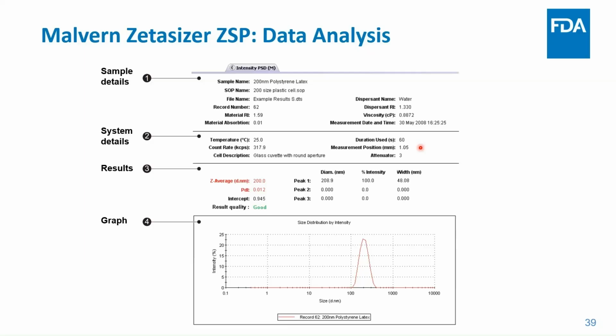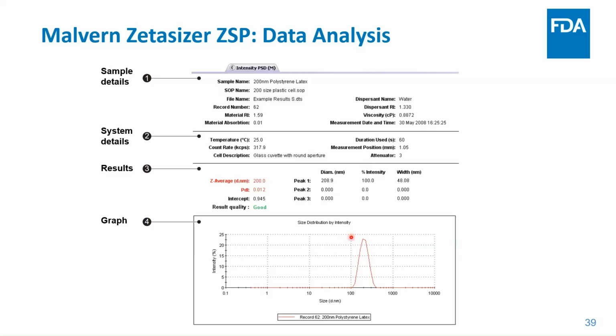So even though they have good count rates, they're measuring really close to the wall and with a significant attenuation of the laser. And so, you know, it might be worth going back and doing this under a more dilute condition, even though you got good results. And then the Z average and PDI as reported from the cumulant. And then the peak here will be from the regularization.